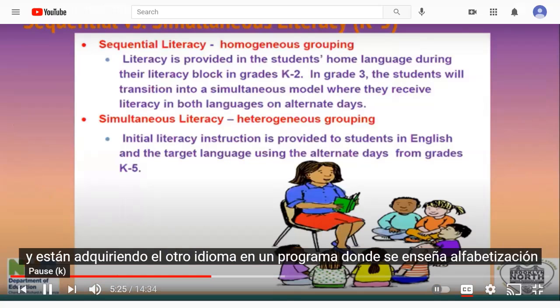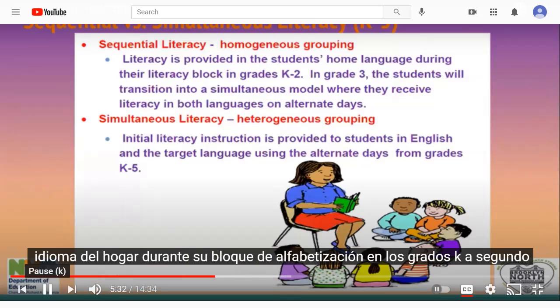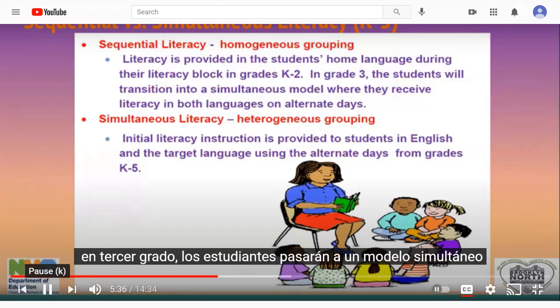In a program where literacy is taught sequentially, literacy is provided in the student's home language during their literacy block in grades K to 2. In grade 3, the students will transition to a simultaneous model where they receive literacy in both languages, usually on alternate days. This requires a homogeneous grouping.